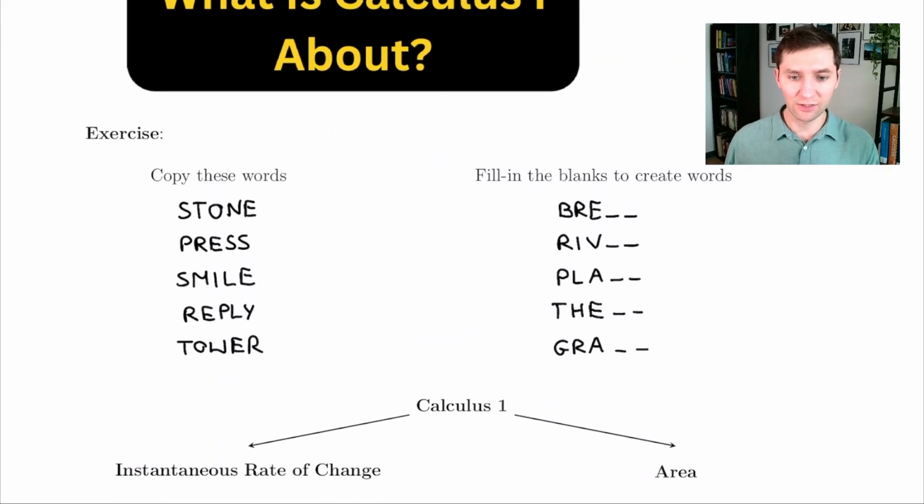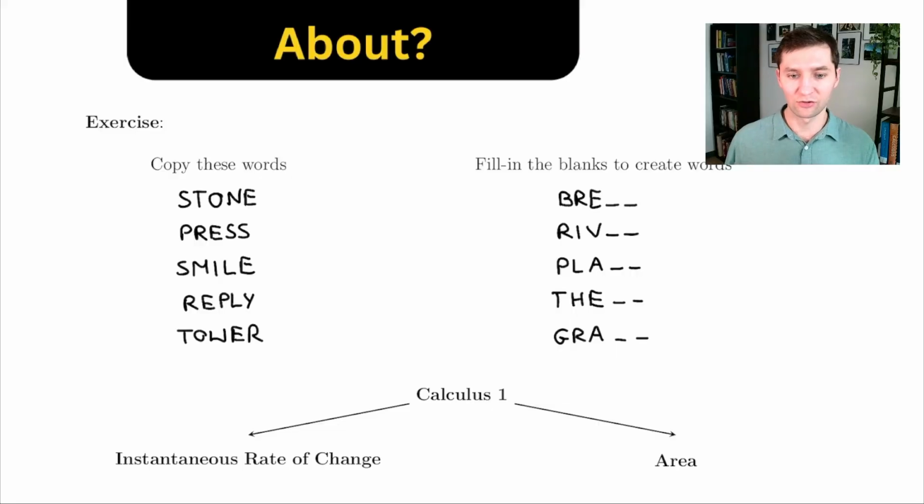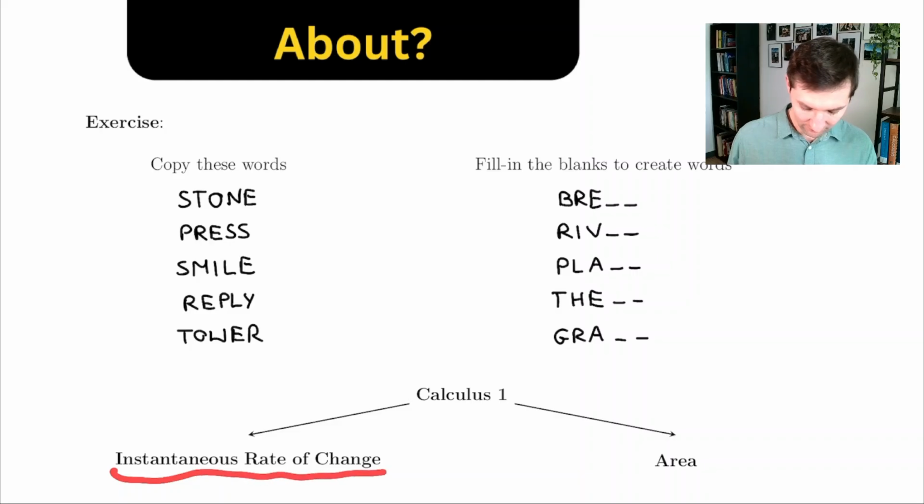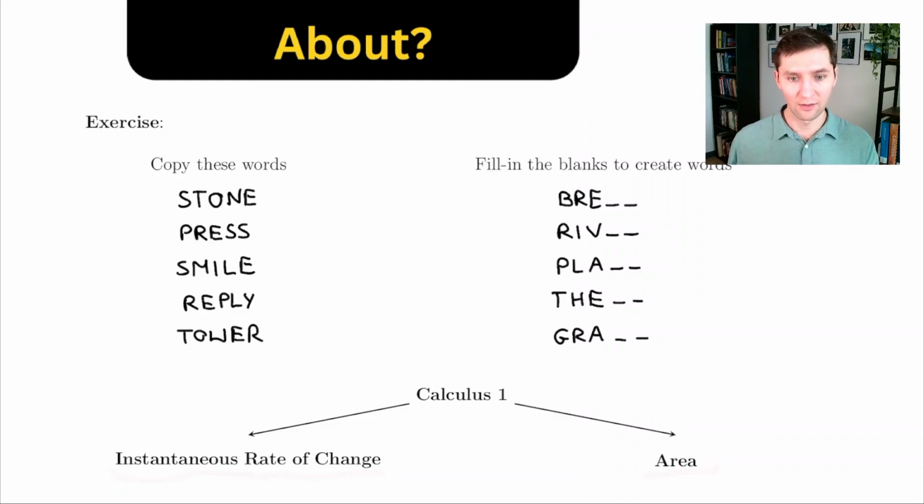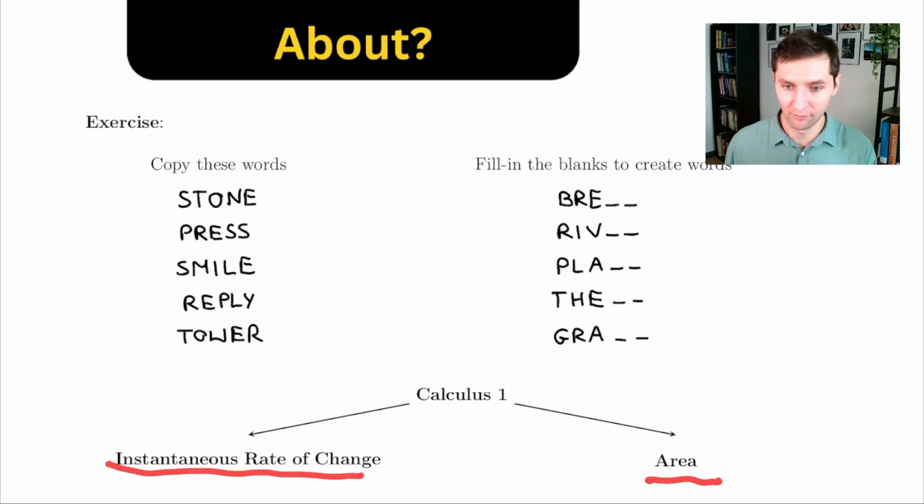Now, let me tell you what Calculus 1 is all about. There are two major themes in Calculus 1: instantaneous rate of change and area. Calculus 1 asks two major questions: how fast things are and how big they are. How fast and how big. Let me give you a couple of examples of each.